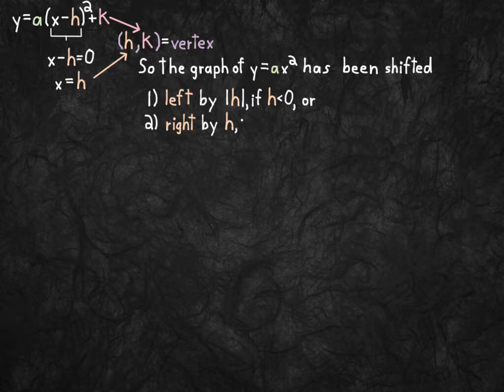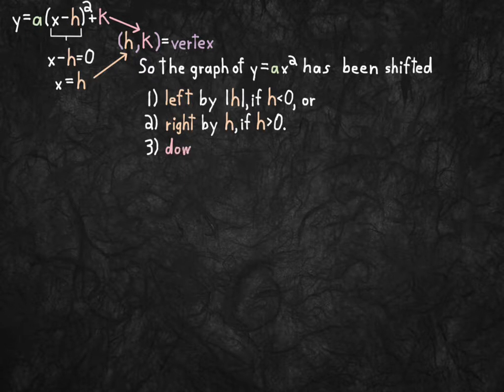Or it's been shifted to the right by h if h is positive. So if h is 5, then the whole graph has been shifted to the right by 5. Notice that if you shift it to the left by 3 or to the right by 5, the vertex is also shifted from the origin left by 3 or right by 5, right? So whatever the shifting is, the same thing happens to the vertex. The vertex of y equals ax squared is initially at the origin, so that's why that number tells you where the vertex is going to be as far as left, right.